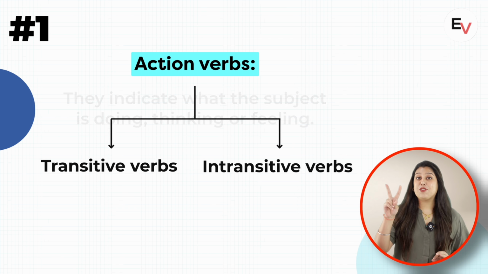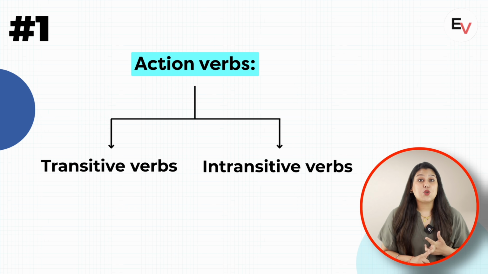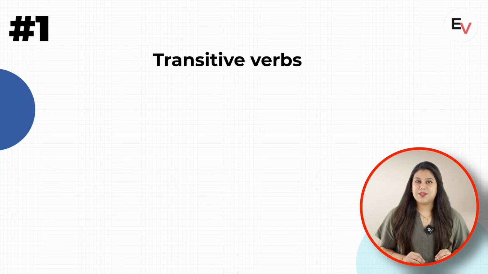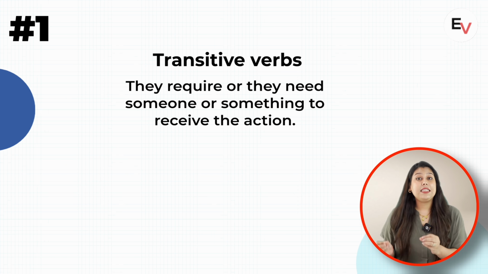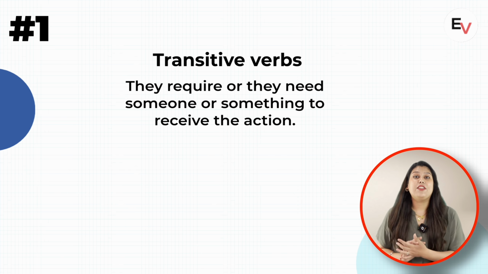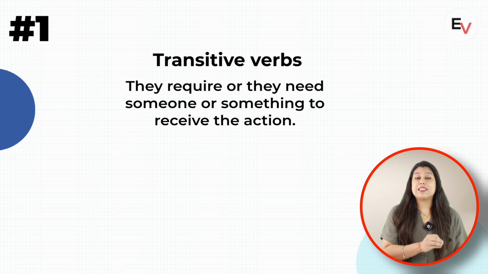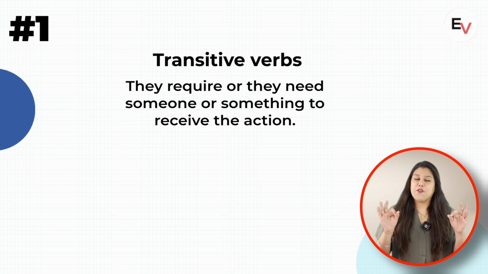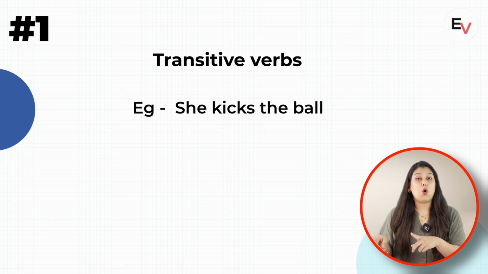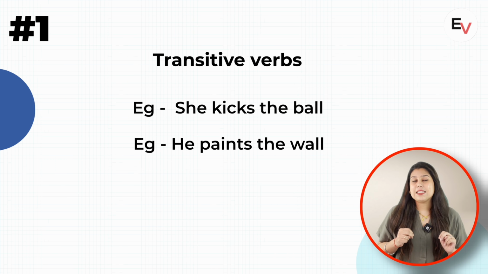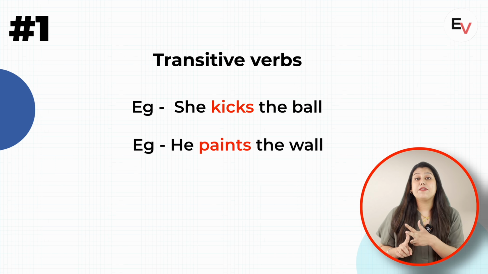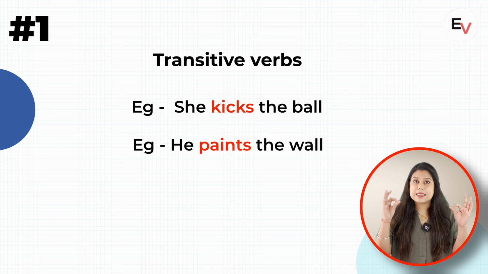Action verbs have 2 categories: transitive verbs and intransitive verbs. Let's start with transitive verbs. Transitive verbs need someone or something to receive the action. Now imagine that you are playing a game of catch. You need a ball to throw to someone, right? In the same way, transitive verbs require an object to receive the action, to show where the action is going. For instance, if I say, she kicks the ball or he paints the wall. In both these sentences, kicks and paints are transitive verbs which require objects like ball and wall to complete the sentence, to make sense of the sentence.